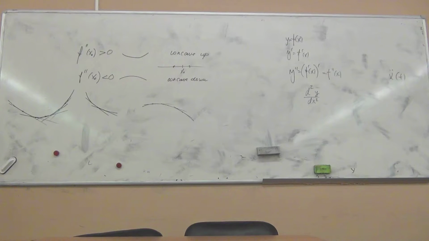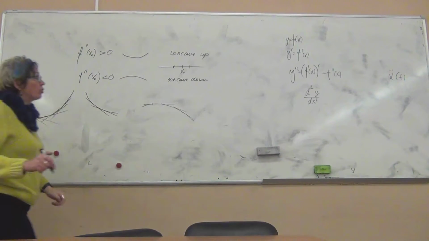So the first derivative is decreasing, and therefore the second derivative must be negative. And of course, the points between the parts of the graph that are concave up and concave down are called inflection points.